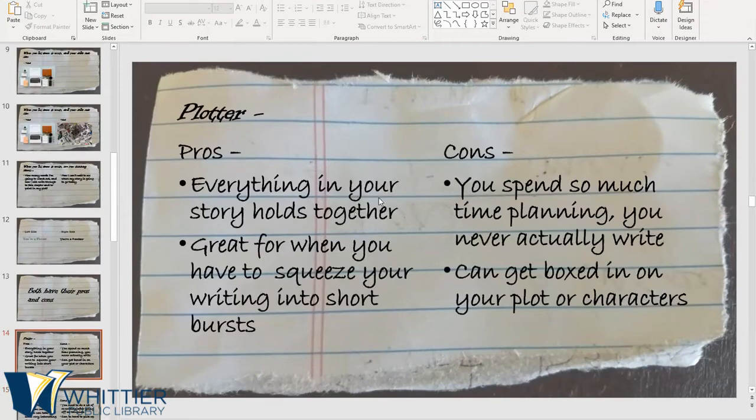Made no sense at all. Now, if you are a plotter, there are some very good reasons to be a plotter. The pros, of course, are everything in your story is going to hold together. You know where it's going from scene to scene to scene.